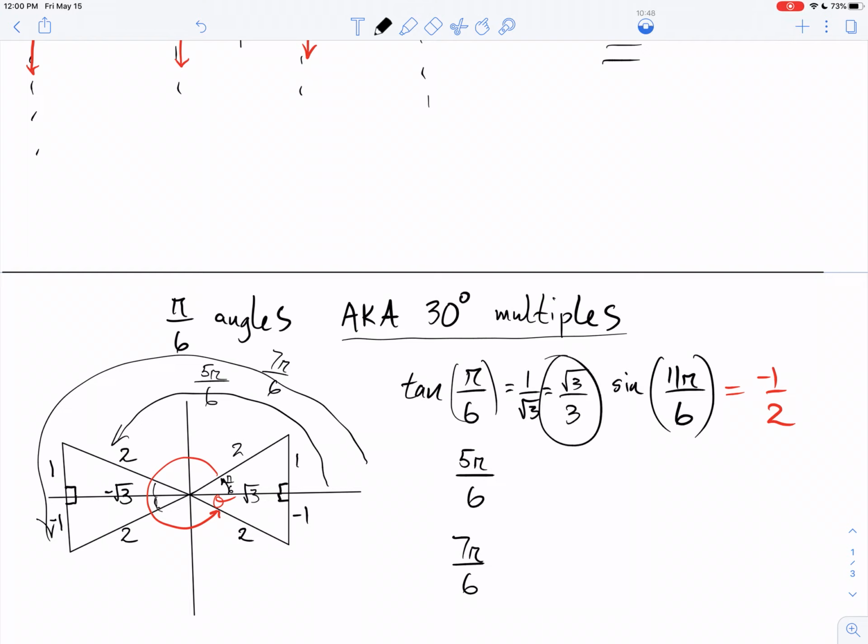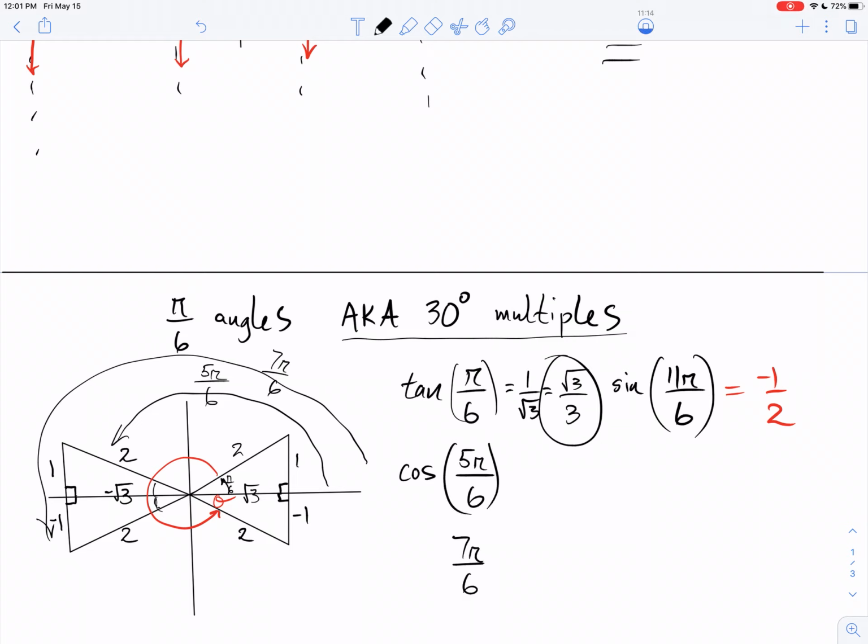Remember, when they want us to evaluate this stuff, they always say exact values. They don't say decimals, etc. So exact values, they turn out to be rads or fractions or 0, 1, negative 1. Sometimes we get an undefined. But if I use this bow tie, I can quickly answer a lot of questions.